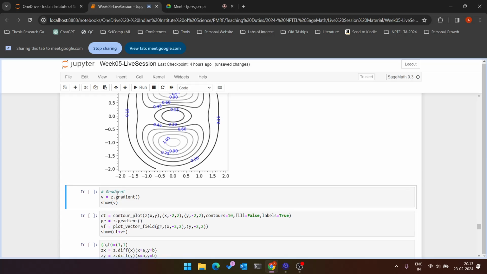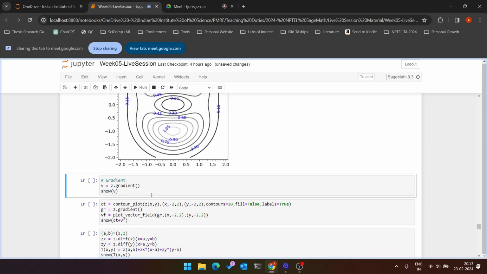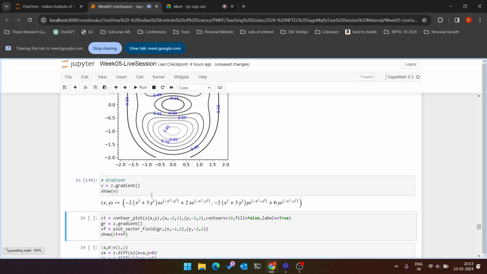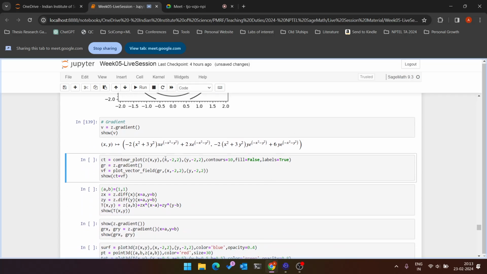Next up, we want to calculate the gradient of z, which is nothing but dou z by dou x i hat and dou z by dou y j hat. So if I look at my gradient, it contains two terms. One is along the i hat or x direction, another is along the j hat or y direction. Now I want to do a contour plot for z, and in that I want to also plot my vector field for the gradient of z.